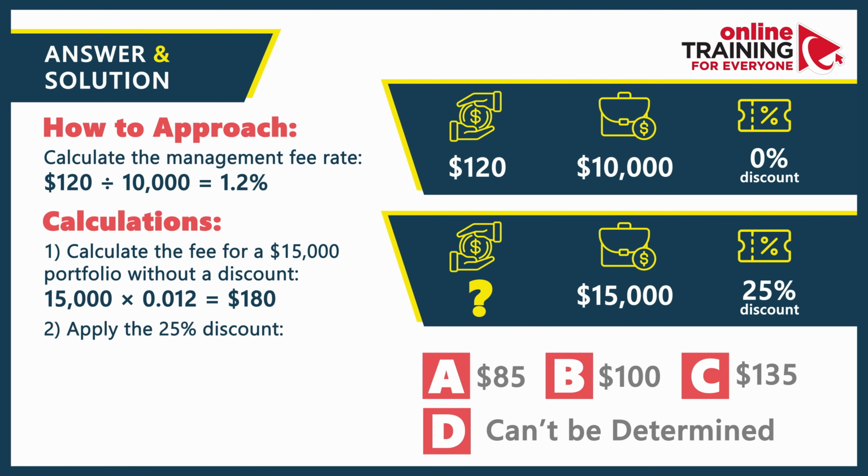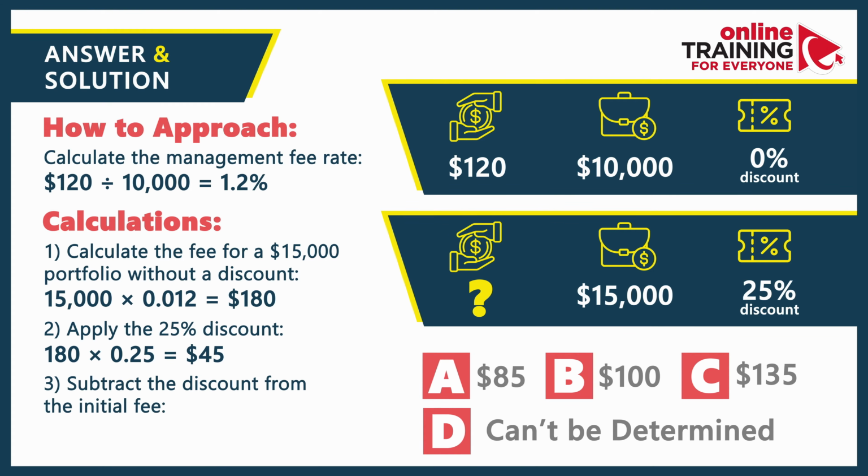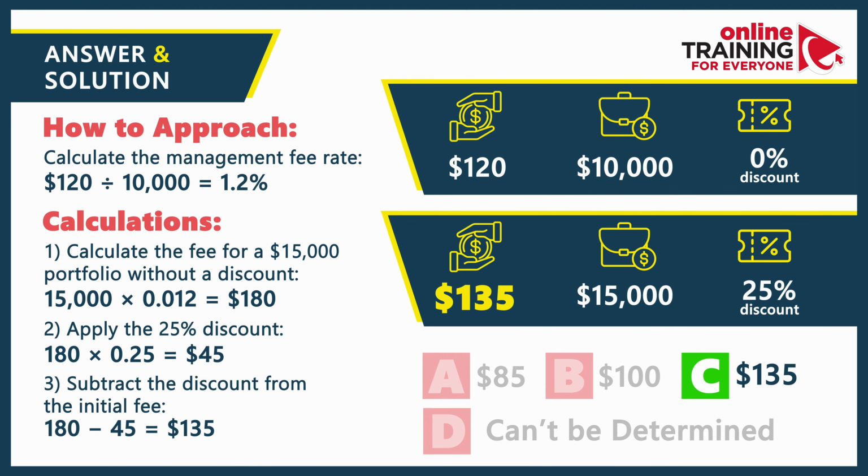In step 2, let's apply the 25% discount. 180 multiplied by 0.25 discount equals $45. And in step 3, let's subtract the discount from the initial fee. 180 minus 45 equals $135, which means that the final annual management fee for a $15,000 portfolio after the discount is $135. And the correct answer here is choice C, 135.